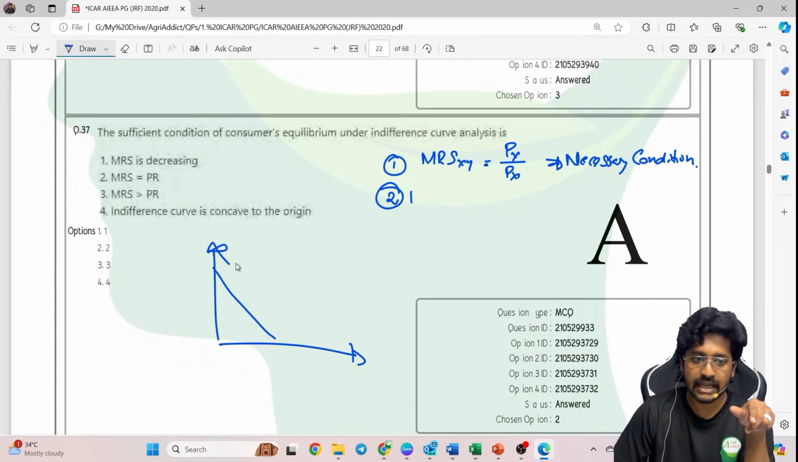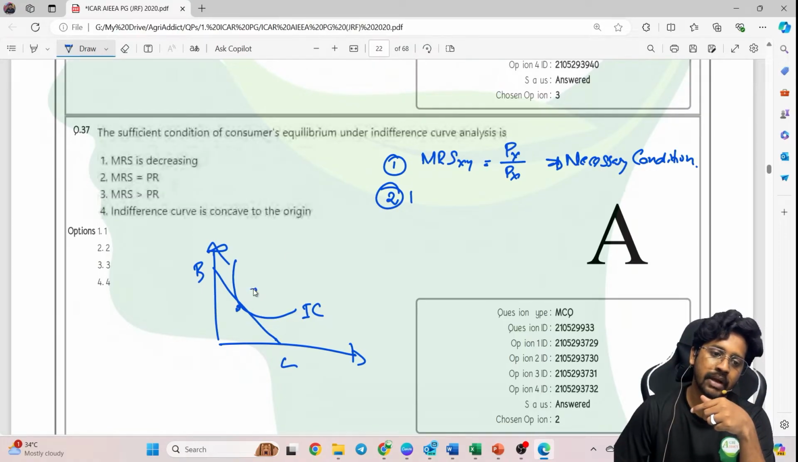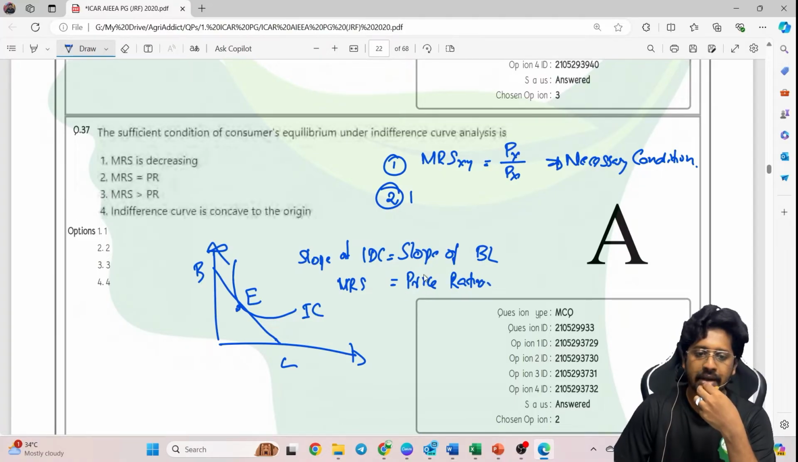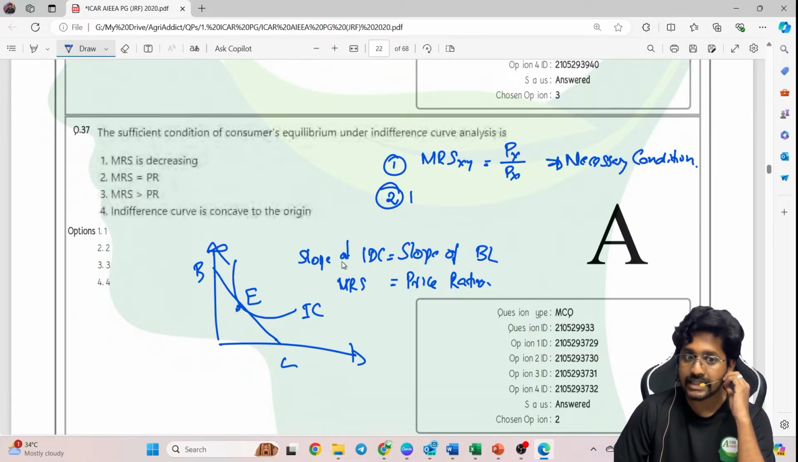Let this be the budget line and let it be the indifference curve. Okay, indifference curve, and let BL be the budget line, and at the point of equilibrium E, we can say that the slope of the indifference curve should be equal to the slope of the budget line, where we can say that the marginal rate of substitution should be equal to the price ratio, right? The first condition goes like this, and the second, sufficient condition goes like this: at the point of equilibrium, that is at the point E, the marginal rate of substitution should be decreasing.